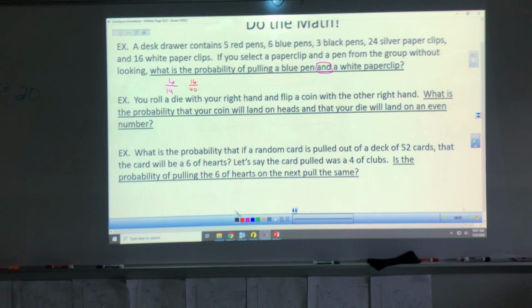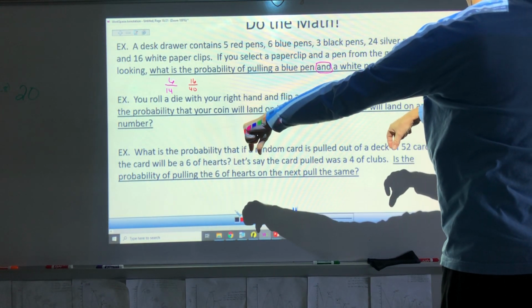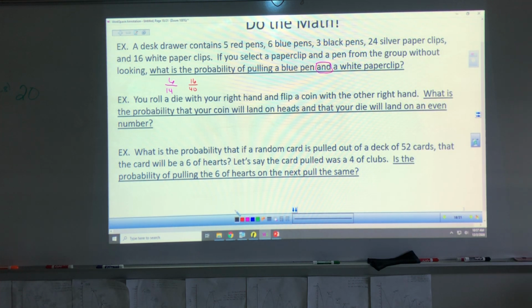So literally, you're doing this. You're reaching down into the drawer, you're not looking, you're trying to pull out a white paper clip and a blue pen. This is called compound probability. These are independent of one another, but they're still compound.